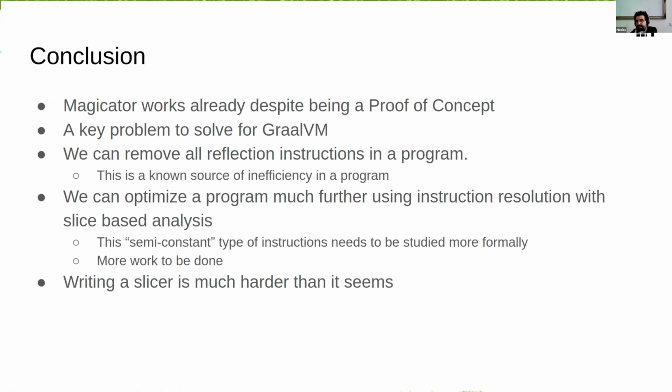Also, when you try to resolve reflection instructions, we can fully resolve them, which means we can basically replace them by their values. If we study that more, we think these kinds of semi-constant values are not very well studied, especially in compilers, so there is probably more work to be done, and we can probably extract new optimizations. Also, we had to write a slicer to make that work, and this was much harder than we initially thought.